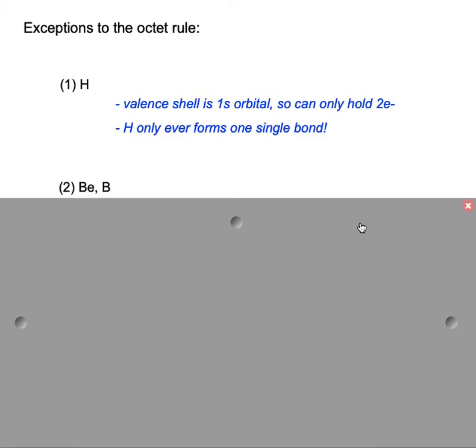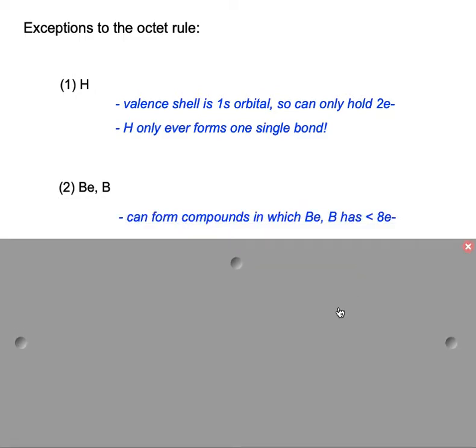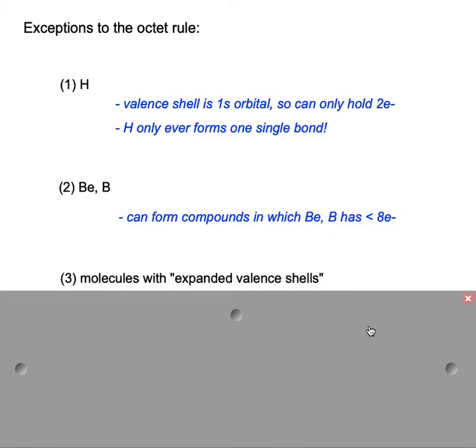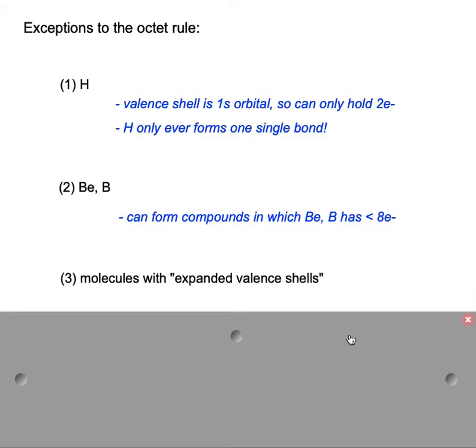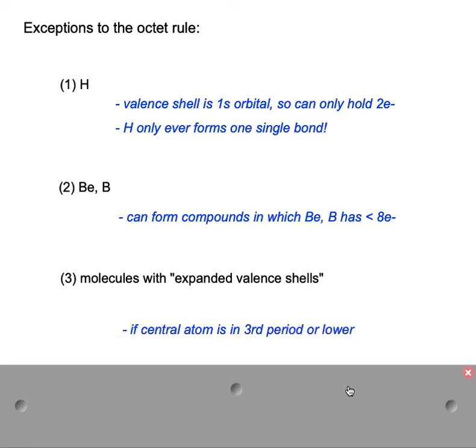Beryllium and boron, probably because they're very small, can form compounds in which that atom has fewer than 8 electrons. And finally, molecules with expanded valence shells, which can occur if the central atom is in the third period or lower on the periodic table. Okay, so let's do some examples of that.